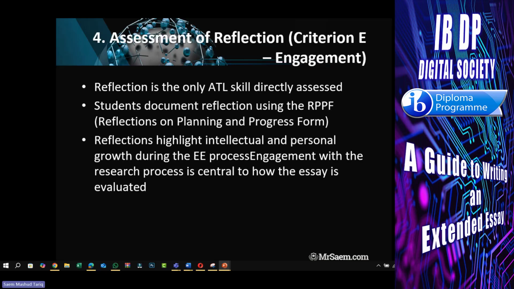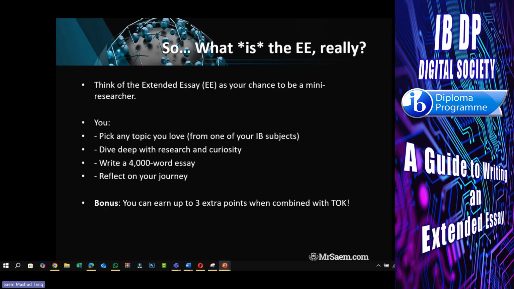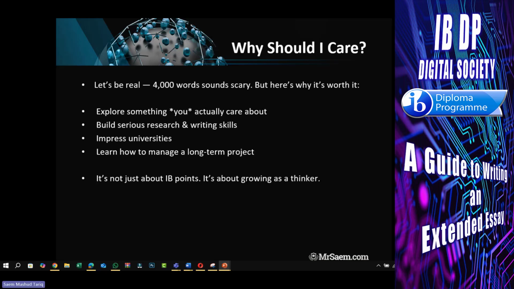Okay, ATL की बात कर लिया, approaches to learning. Reflection is the only ATL skill directly assessed. Students document reflection using the reflection on planning and progress form. ठीक है, right? ये मैं आपसे शेयर कर दूंगा. Reflection highlights intellectual and personal growth during the research. So you already know this. Maybe if you have not started, pick up a topic, start writing. We talked about that.